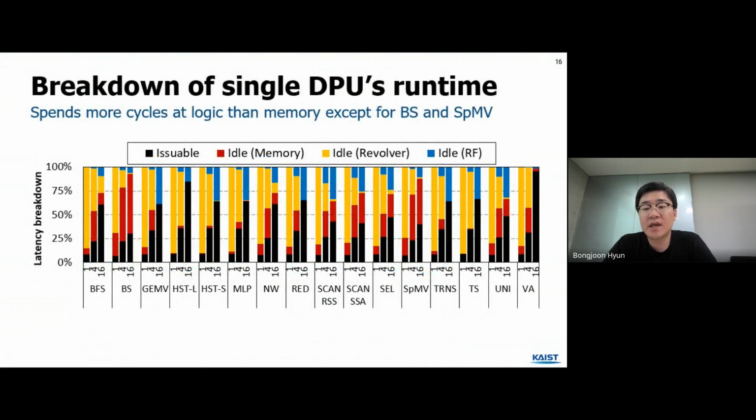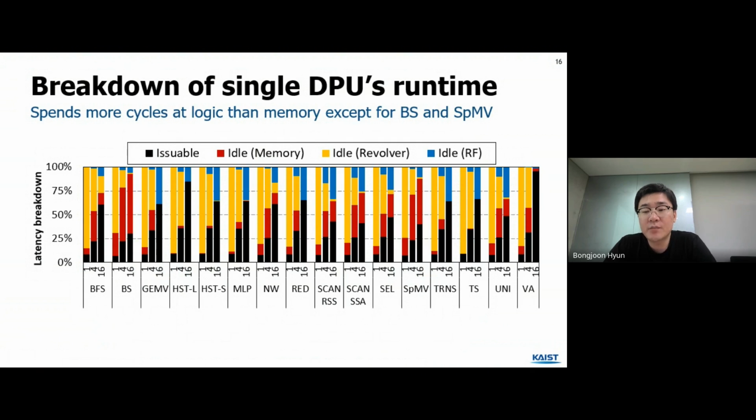The same tendency can be observed in this figure too. The x-axis is the same as before, and the y-axis is the latency breakdown of each DPU state. The issuable state, colored in black, is when the DPU is able to issue and execute an instruction, and all other colors, red, yellow, and blue, are situations where the DPU is not able to issue an instruction due to object memory accesses or structural hazards within the DPU microarchitecture.